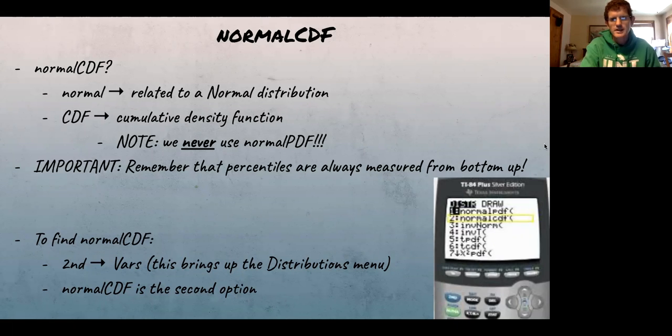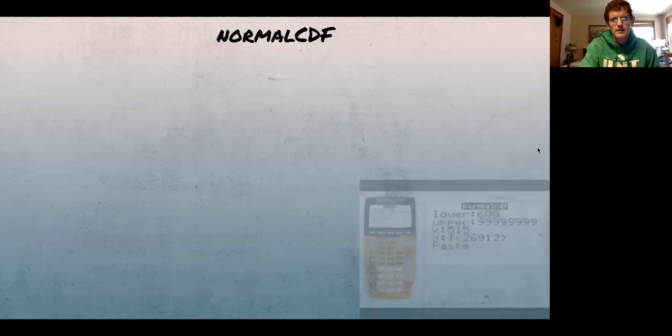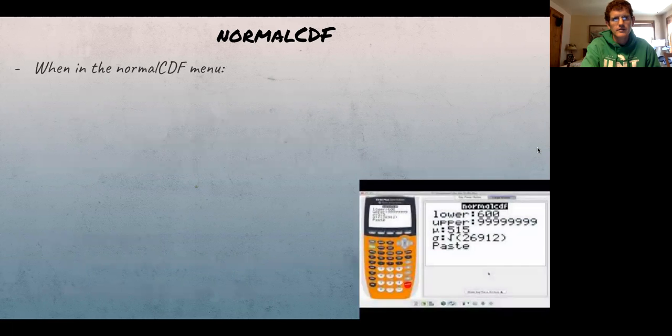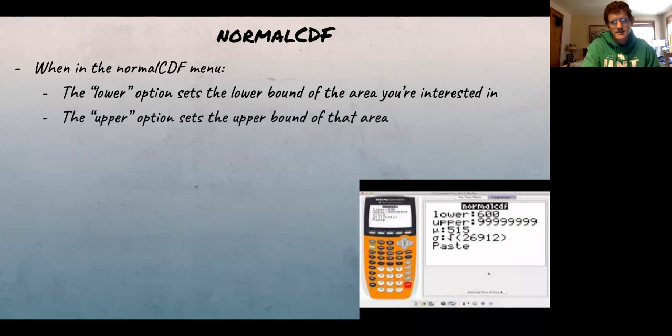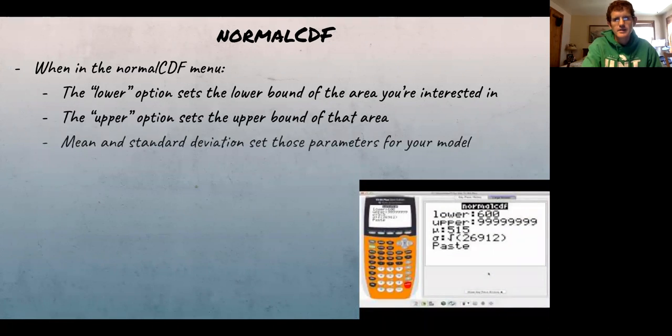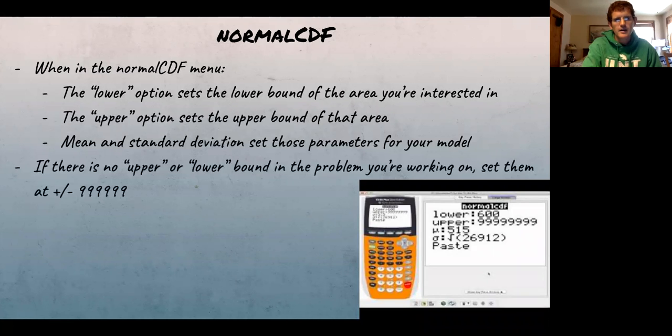Normal CDF is what we're going to be working with starting today. And you have some options. You can set a lower option. This sets the lower bound of the area you're interested in. Upper sets the upper bound of that area. The mean and the standard deviation are exactly what you think they are. If there is no upper or lower bound in the problem you're working on, set them at positive or negative 99999, just something really big. It doesn't have to be that exact number. You can see right here in this example, you go even higher.